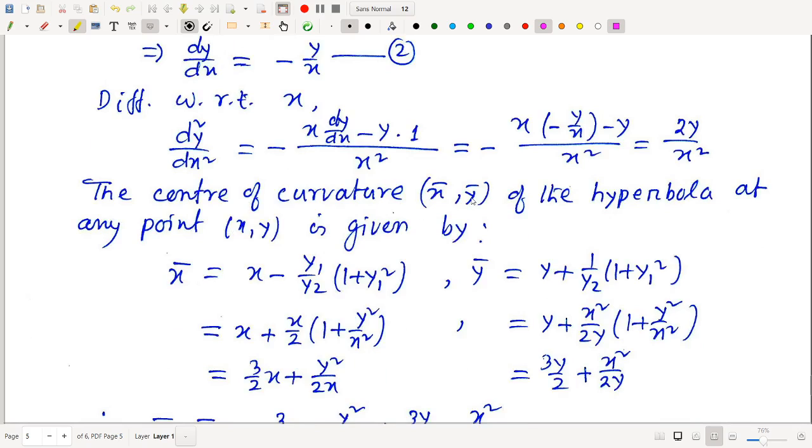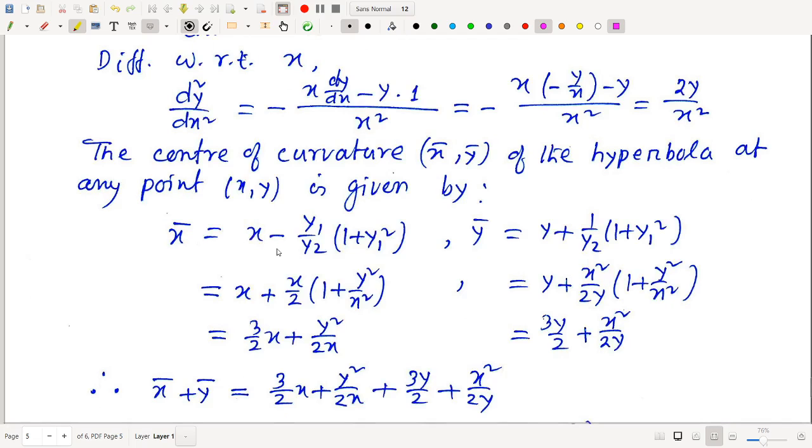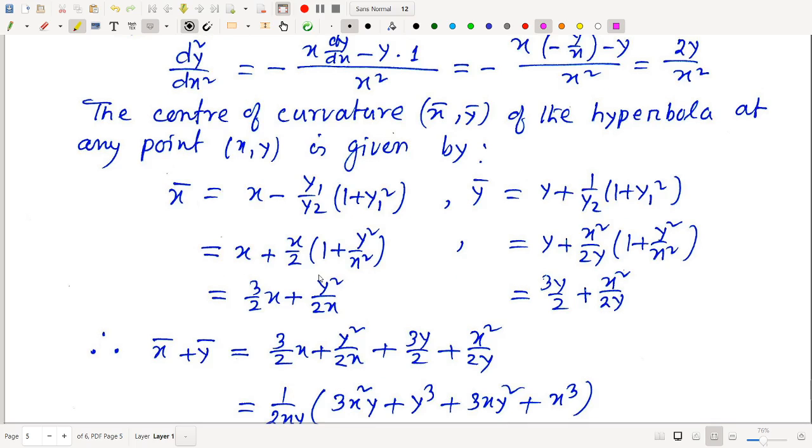The center of curvature (x bar, y bar) of the hyperbola at any point (x, y) is given by the following. This time we have to find the locus of the center of curvature, which is why we are considering the center of curvature at any point (x, y). So x bar = x - (y1/y2)(1 + y1²), y bar = y + (1/y2)(1 + y1²). Now putting the values of y1 and y2, we get x + x/2, and y1/y2 you can check. It is 1 + y1², meaning 1 + y²/x².